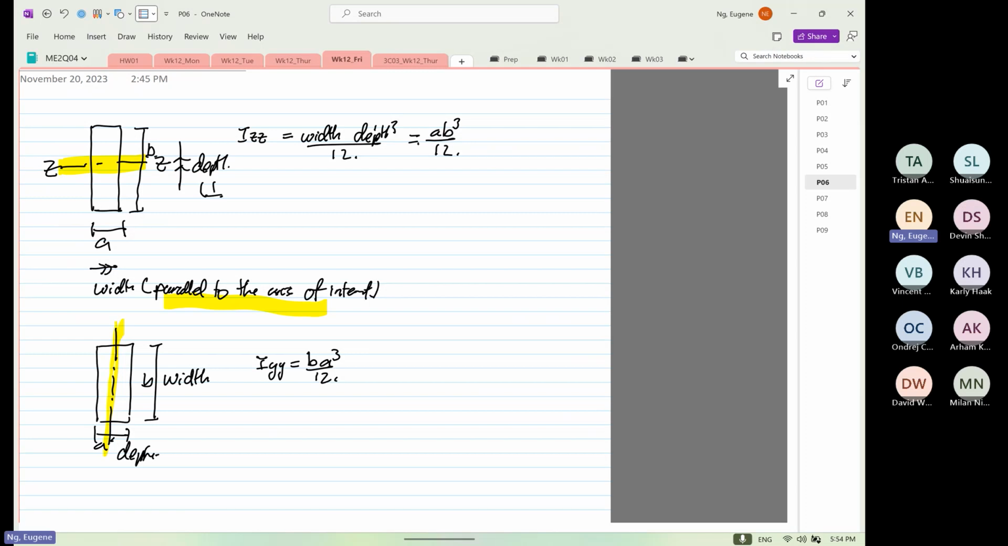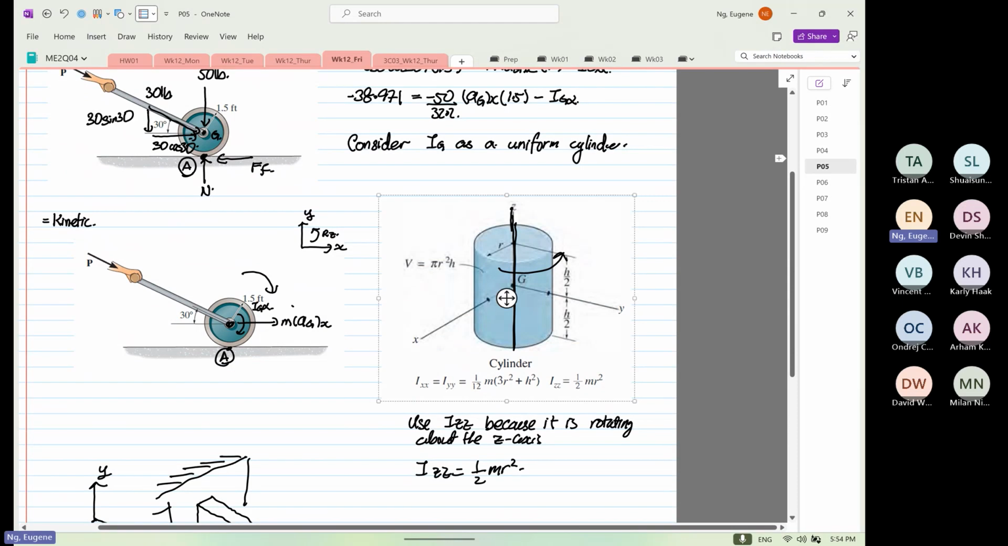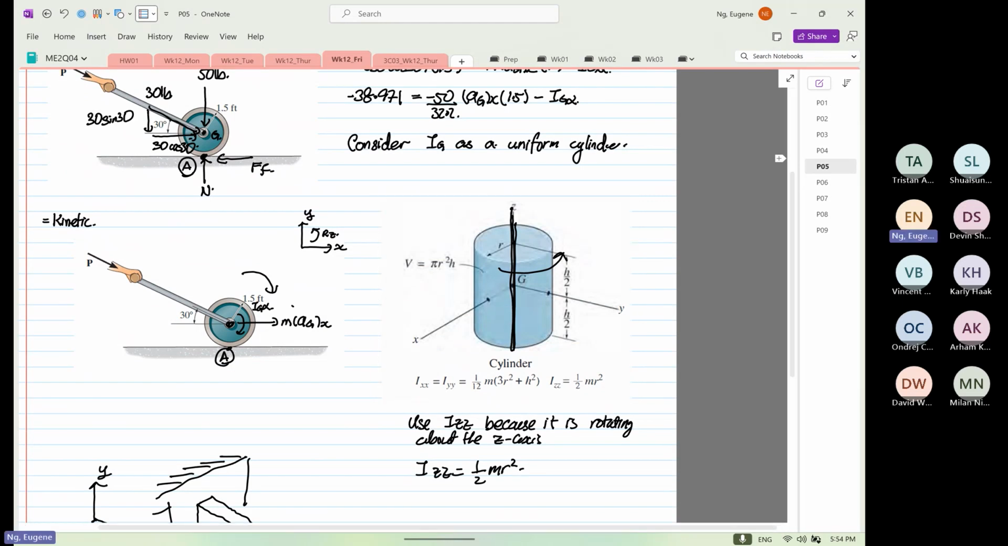Your axis of interest. Over here, coming where we are, IZZ is our axis of interest. It's because the wheel is rotating about where? The Z axis. In bending moment, the structure is rotating about the Y axis. Are we clear? Okay. That is the only reason.